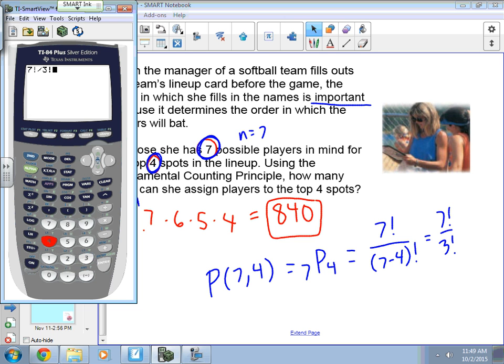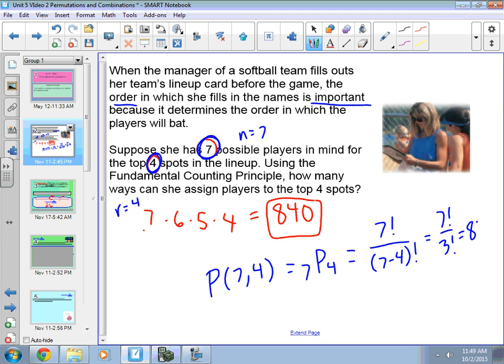And it looks like the answer we get is 840. Should be the same as our last one, and it is. We get the same exact answer. So that's another way you can do this problem to get the same answer. There's also another way you can do permutations on your calculator. Most calculators have a built-in permutation button, and this one does as well.